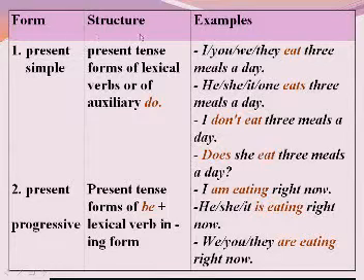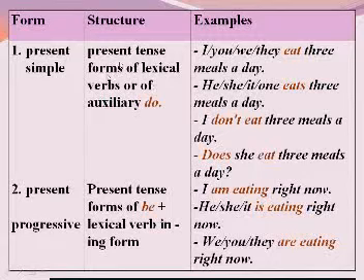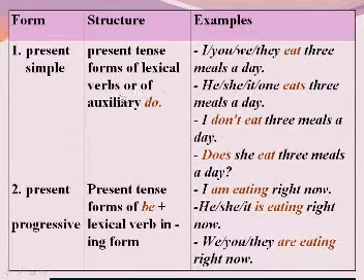Let's have a look at the form structure and see some examples. As for the present simple, the structure is the present tense forms of lexical verbs or of the auxiliary do. For example, I say I, you, we, or they eat 3 meals a day. I eat 3 meals a day. You eat 3 meals a day. We eat 3 meals a day, or they eat 3 meals a day.